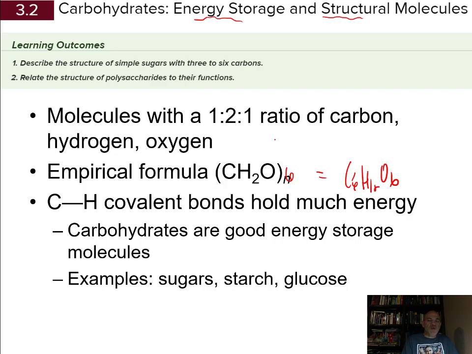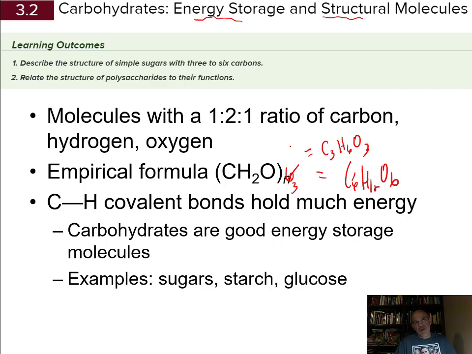C6H12O6. If this were a 3-carbon sugar, then this would be a 3 here instead, and then the answer would be C3H6O3. If it was a 5-carbon sugar, then it would be C5H10O5. Okay.